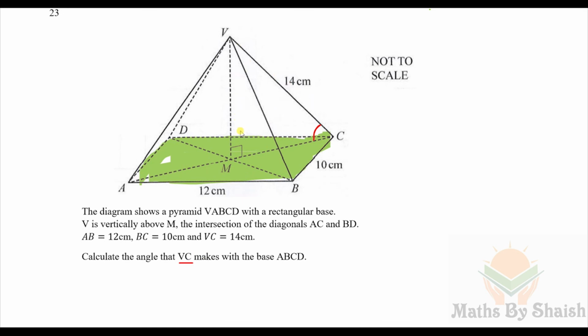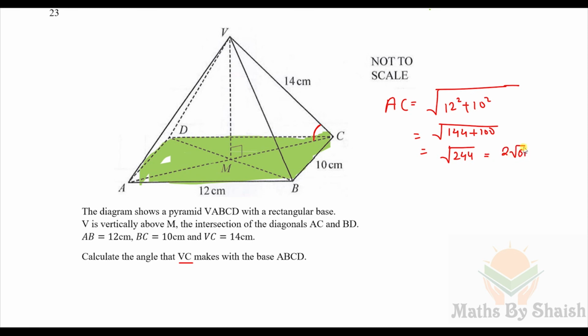So we can find the diagonal AC. AC is going to be, by Pythagoras theorem, the square root of the hypotenuse: 12 square plus 10 square. It is going to be the square root of 144 plus 100, that is the square root of 244. And 244 we can leave as it is, but that's fine, if you can write it in the simplest form, 2 times root 61.